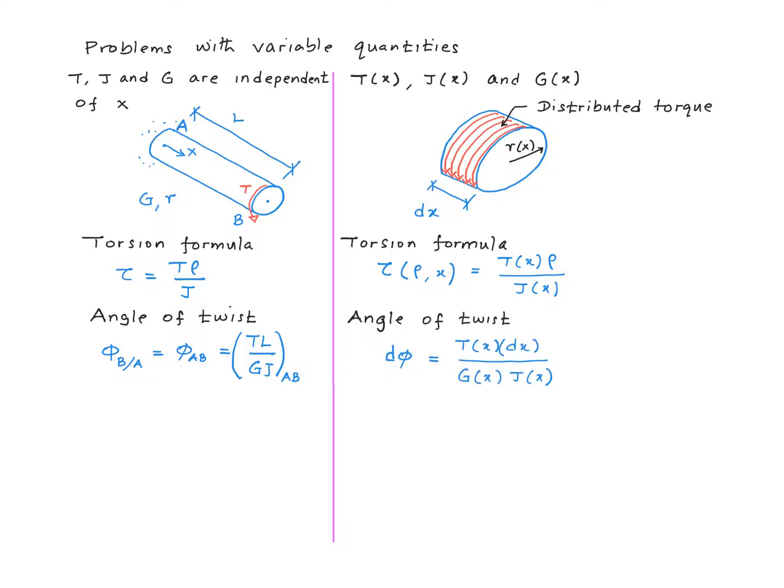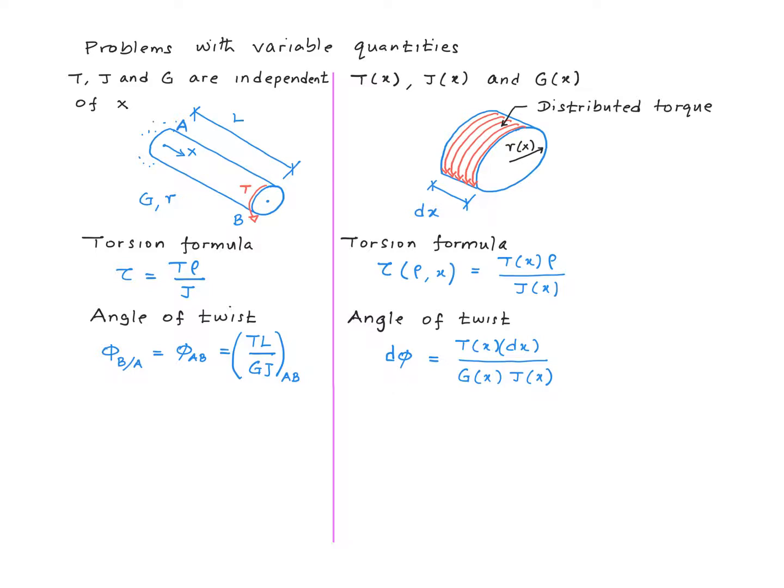The formula for the angle of twist, of course, has to be modified. While the structure of this formula is still valid, the formula itself is not valid anymore. We can only consider a differential length dx and apply this formula for that length. Let me call the angle of twist of this differential element d phi. So d phi is the angle of twist of this point relative to the other point, the point on the other end of that little differential element.